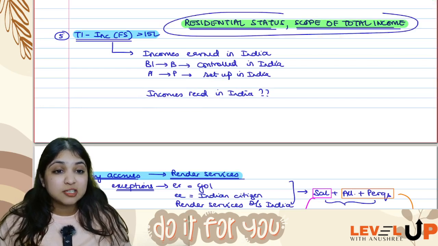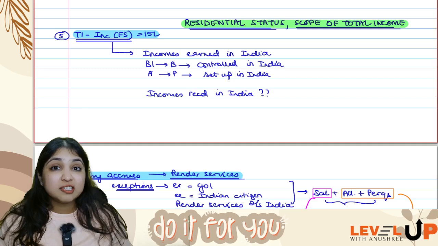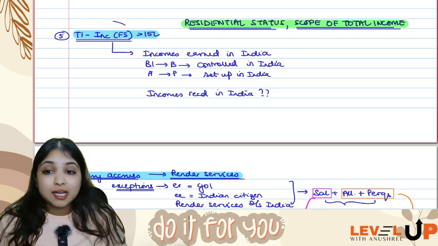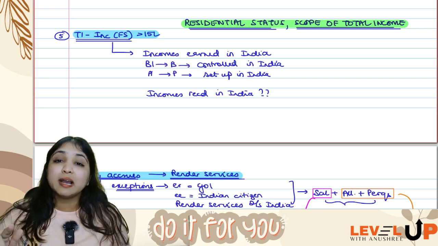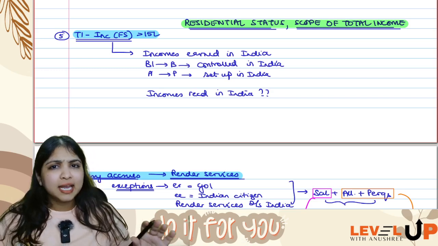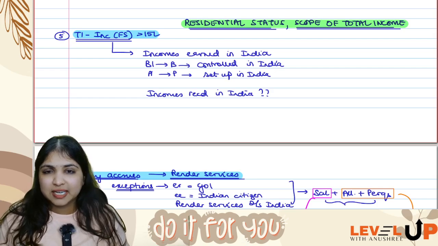Now coming to residential status and scope of total income. In residential status chapter, you will be finding total income minus income from foreign sources. This calculation you do in 2 places. Number 1, when you find the residential status of the individual, and number 2, also when you are checking for deemed resident. In both of these, you do the 15 lakh calculation.